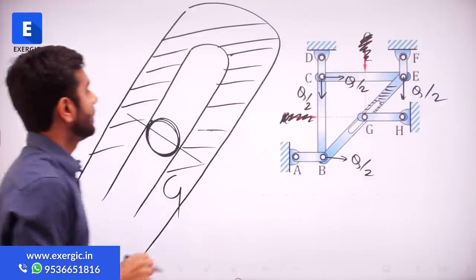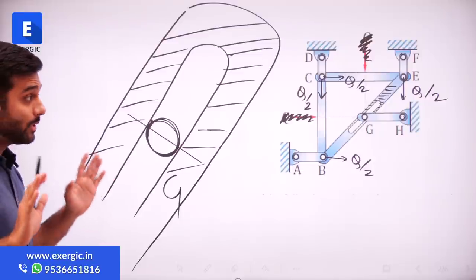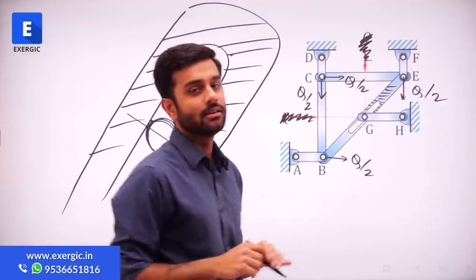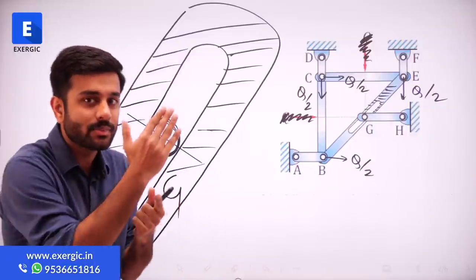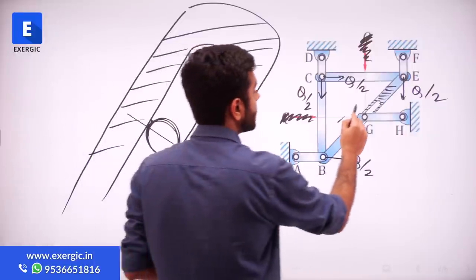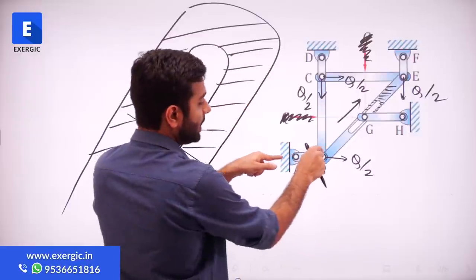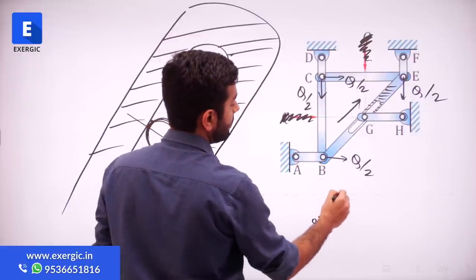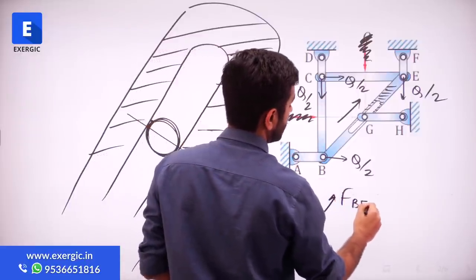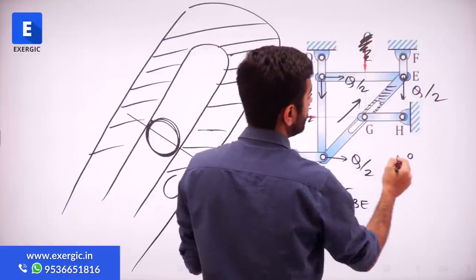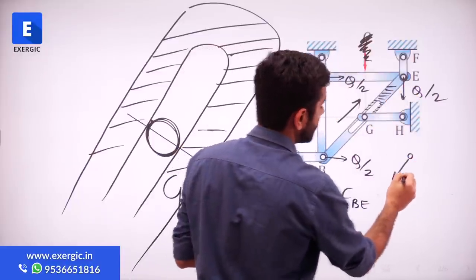Got it? Now, listen to me carefully. Whenever force is transmitted on the link BE, in which direction will it be transmitted? In this direction. Why? Because for any force on B, if I draw the free body diagram for joint B, the force in BE will be in this direction. Correct? Similarly, if I draw the free body diagram of E, the force in BE, again from that point, will be in this direction. Right?